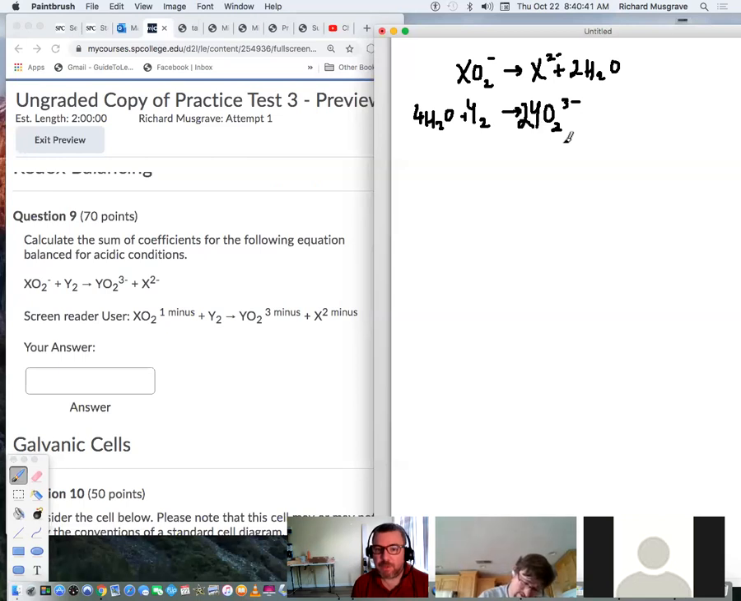On the top reaction, we've got 2H2O. That means we've got 4 hydrogens, so we add 4H plus. And on the bottom reaction, we've got 8 hydrogens, which means we add 8H plus. So we balance the hydrogens by adding H plus. Any questions so far?